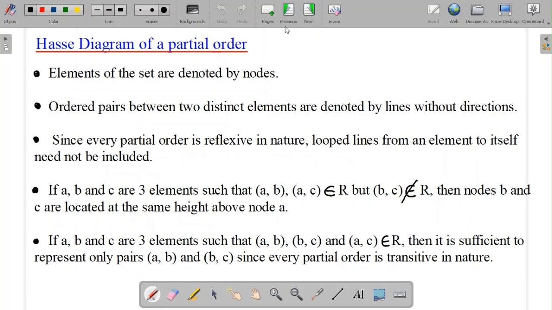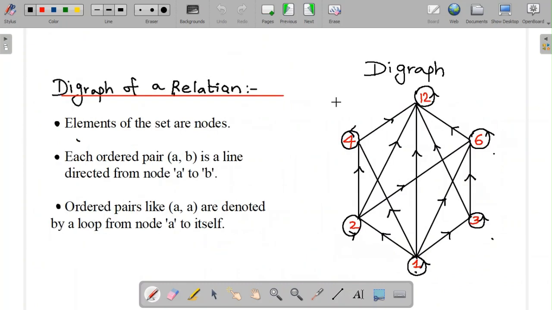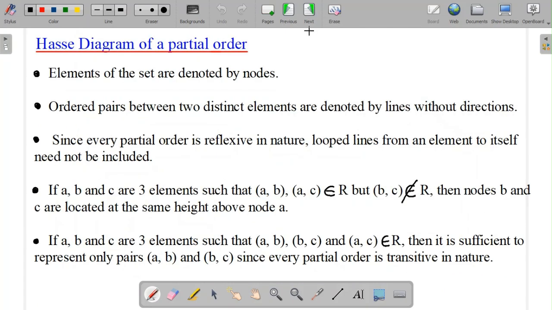in this representation called a Hasse diagram. The one relaxation is you don't have to mention directions when you represent ordered pairs. Since every partial order is reflexive in nature, loops that we saw in the previous slide need not be represented. These loops from 1 to 1, 2 to 2, 3 to 3, etc., need not be represented.